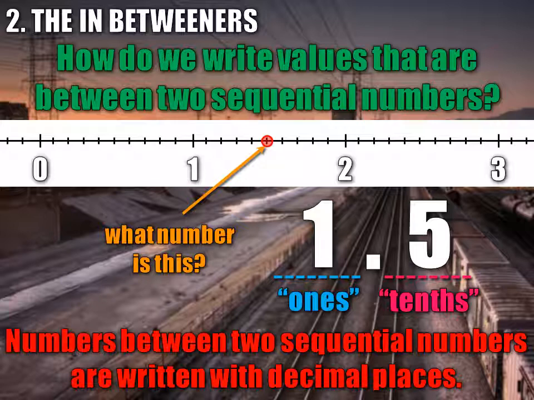Numbers between two sequential numbers are written with decimal places. Again, this is a numbers place concept. So remember, like I said in the previous slide, numbers places were invented to allow us to count an infinite amount of numbers using only 10 symbols.